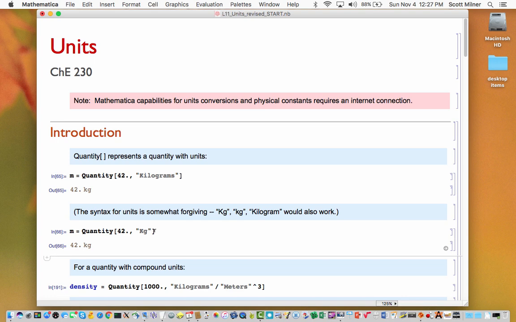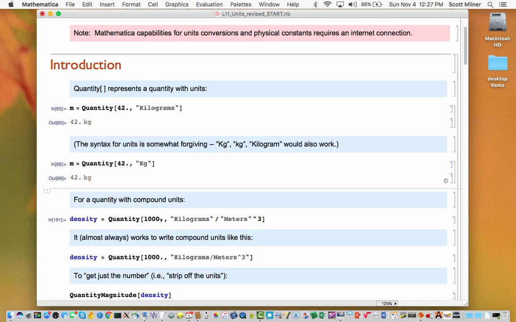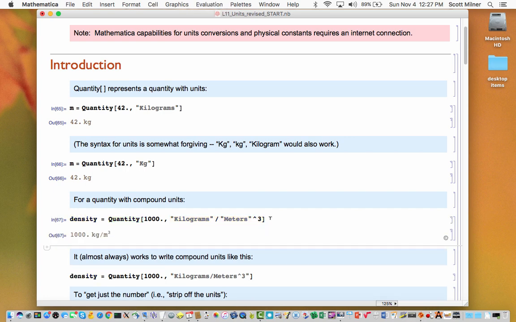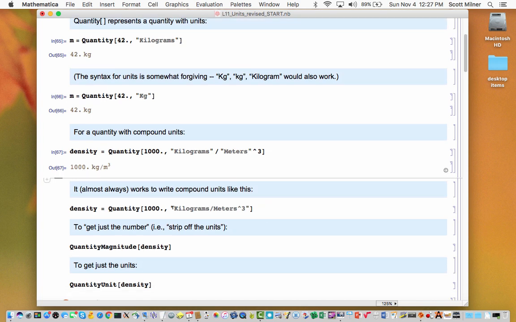If you have a quantity with compound units, like a density in kilograms per cubic meters, then you write it like this. So the units here are kilograms in quotes divided by meters in quotes raised to the 3. It almost always works to type that as an equation, so to speak, of the units in quotes. So kilograms per cubic meter, like that.